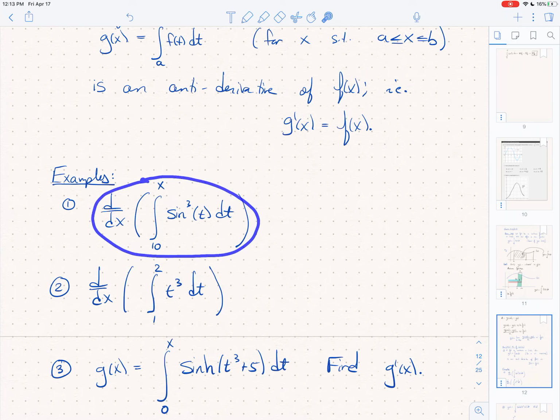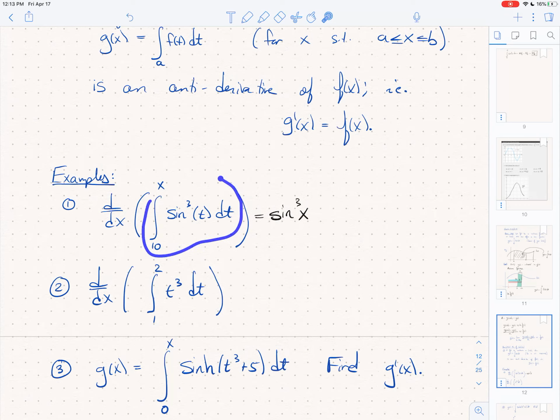If I want to take the derivative of this function, the function that computes the area from 10 to x of sine cubed of t dt, the derivative of this is just sine cubed, we usually write, of x, not t, because the overall function is a function of x, not of t. The t's here are just to avoid variable confusion.